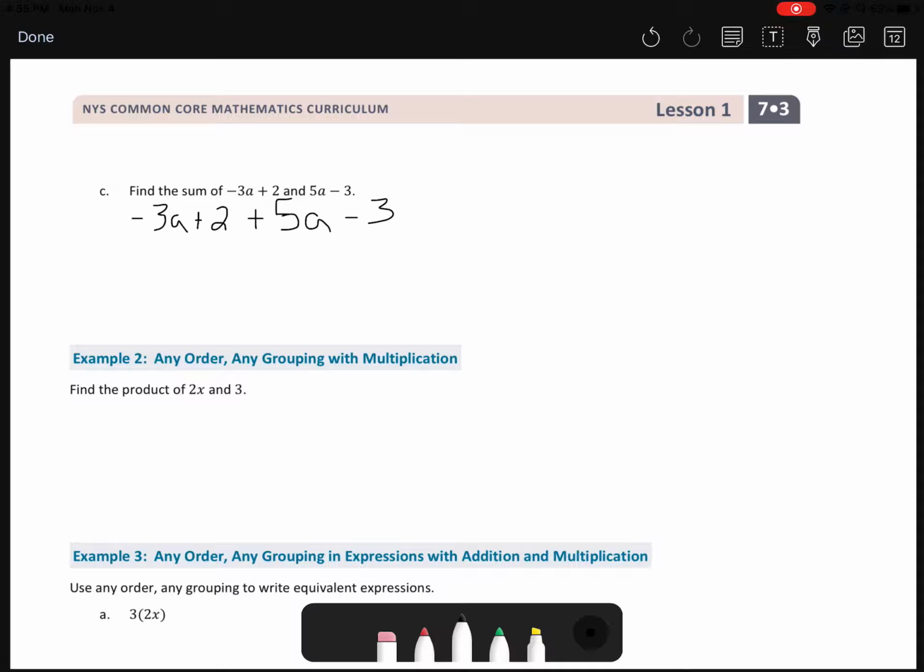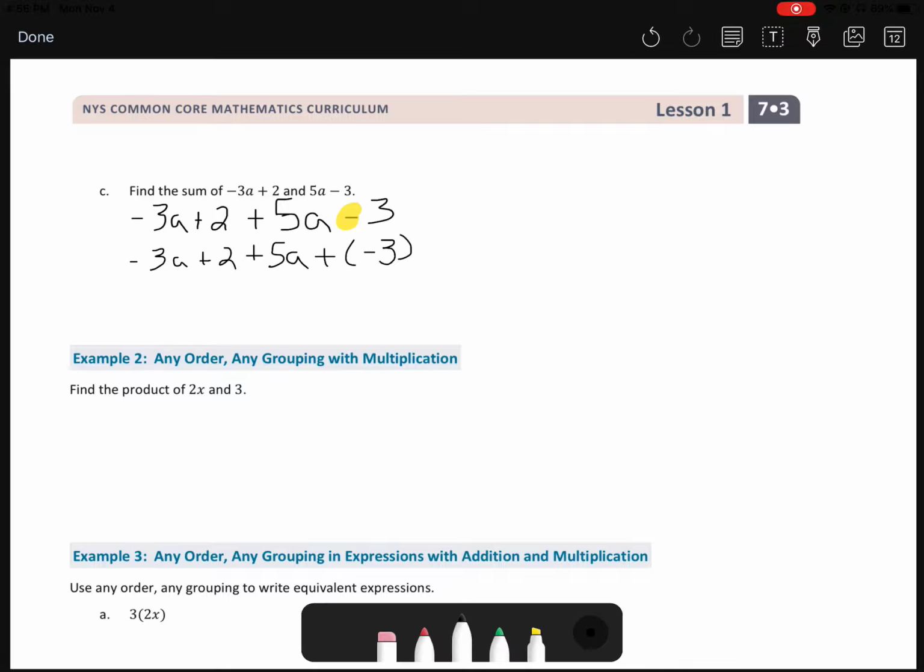First thing we want to do is get rid of that subtraction sign right here. So remember the rule of subtraction. Negative 3a plus 2 plus 5a plus negative 3. So we used the rule of subtraction and added the opposite.